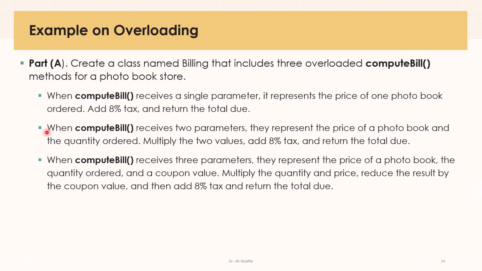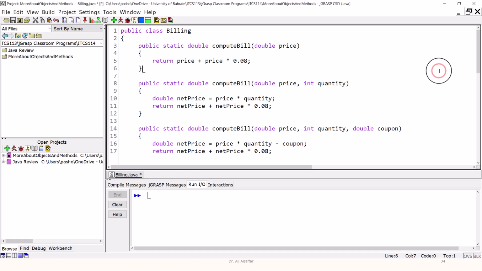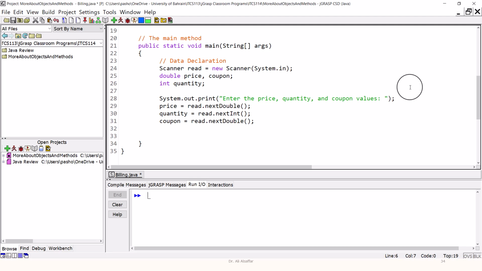After writing the definition for the class, in part B, we want to write a main method that tests all the 3 overloaded methods. For the main method, we are going to include it inside the class itself, and I have already typed the body of the main method, and inside we have the data declaration. We create a scanner and we have price, coupon, and quantity values. We are going to read them from the user. So first we will display a message to the user, enter the price, quantity, and coupon values, and we will read them one after the other.